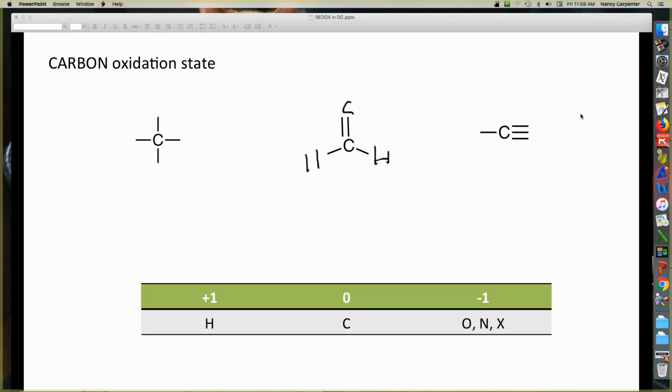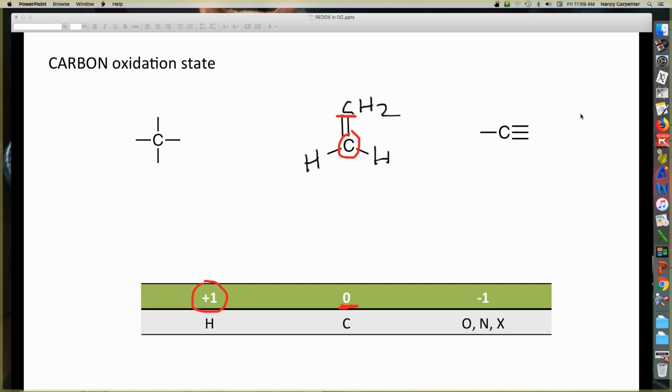All right, well, what about something like maybe an alkene here? How do we assign the oxidation state for that carbon? Well, the electronegativity difference between carbon and hydrogen is pretty insignificant, but we say that hydrogen is +1, and because there's essentially no electronegativity difference between carbon and carbon, then we give a carbon attached to another carbon an oxidation state value of 0.